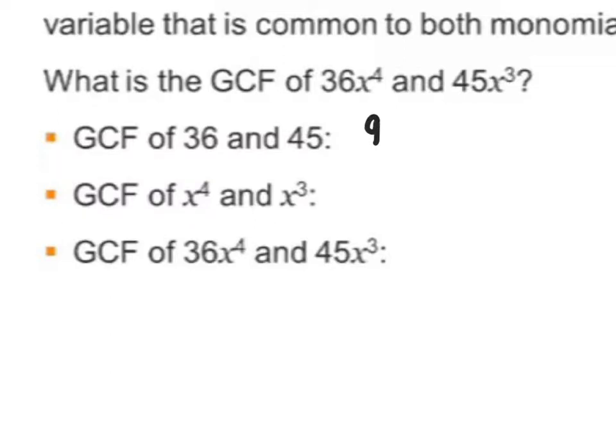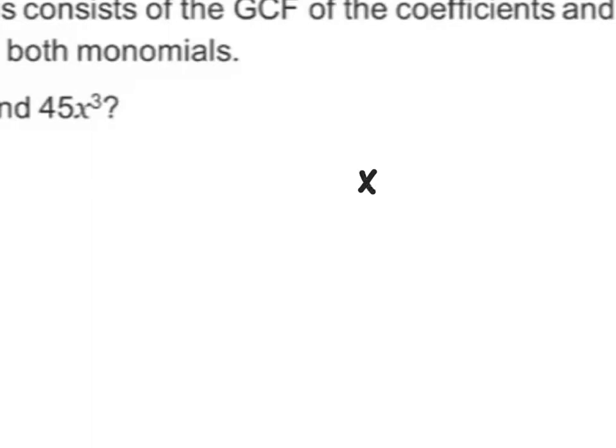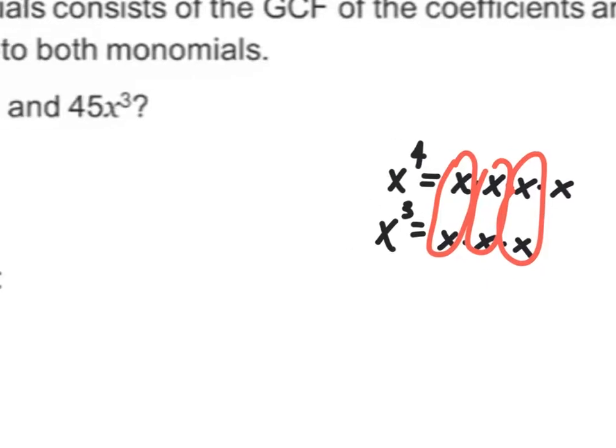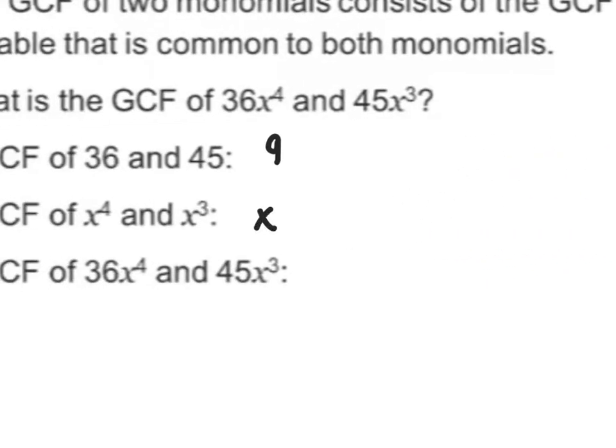But then we have to figure out, what about the variables? What about x to the fourth and x cubed? So let's do something real quick. If I take x to the fourth, that means I'm taking x times x times x times x. I'm multiplying x by itself 4 times. Now, if I take x to the third, that means I'm taking x times x times x. That means that we have 1, 2, 3 common factors of x out of this. So our greatest common factor out of those is just going to be x cubed.